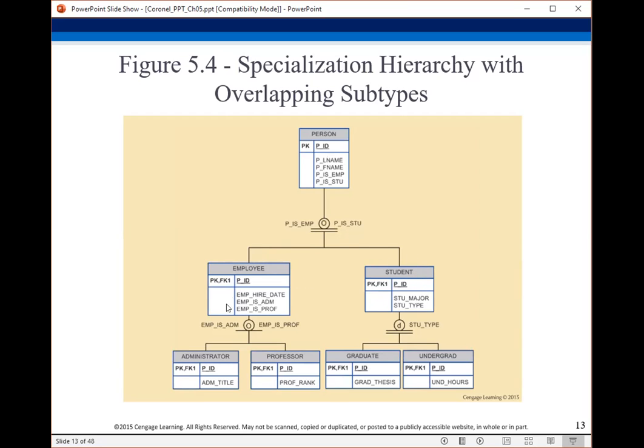But on the employee side, we have an overlapping. The employee can be an administrator or a professor or both. With a student, you have one type, at least in this diagram. You're a graduate student or you are an undergrad, but not both types.